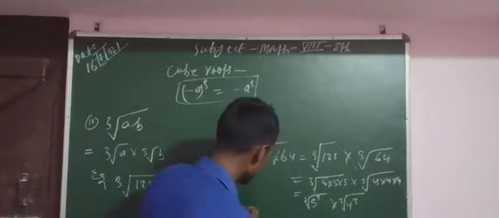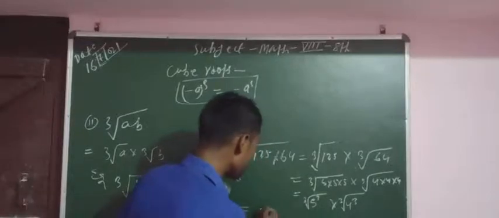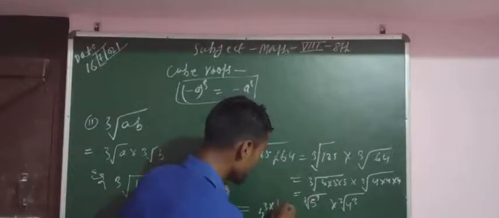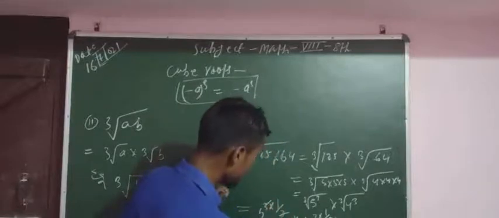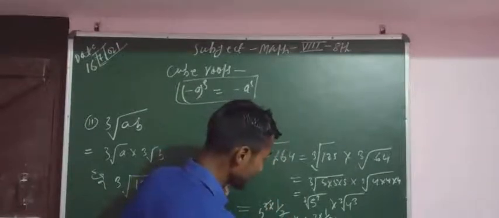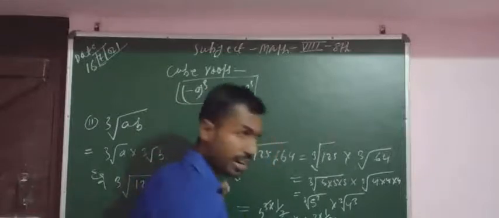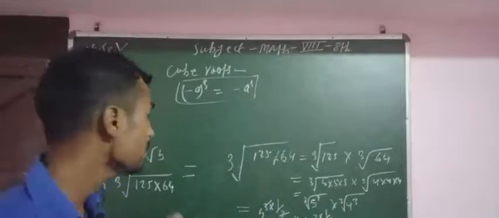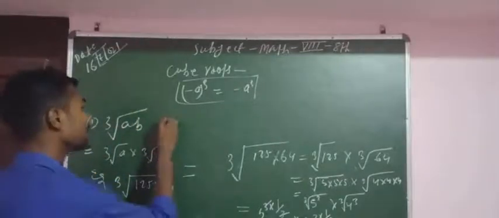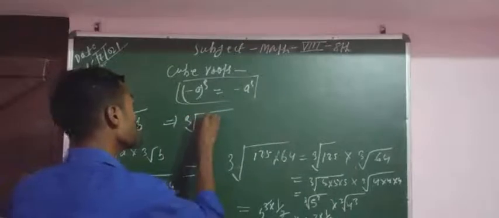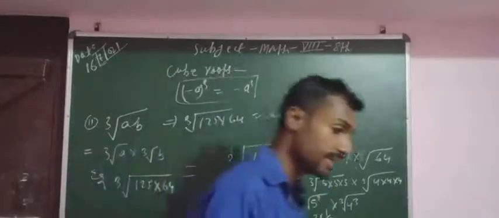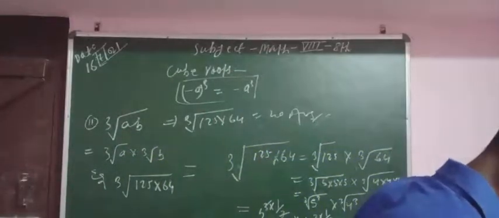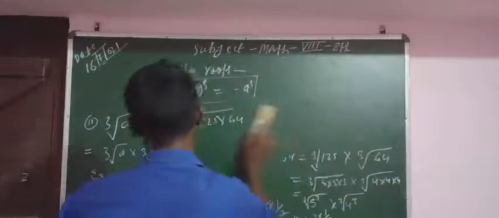So finally we have 5 to the power 3 into 1/3 into 4 to the power 3 into 1/3, so 3 will be cancelled. So that means 5 to the power 1 into 4 to the power 1, that means 5 into 4 equals 20. So 20 is the answer. That means cube root of 125 into 64 equals 20, is the answer of this question.